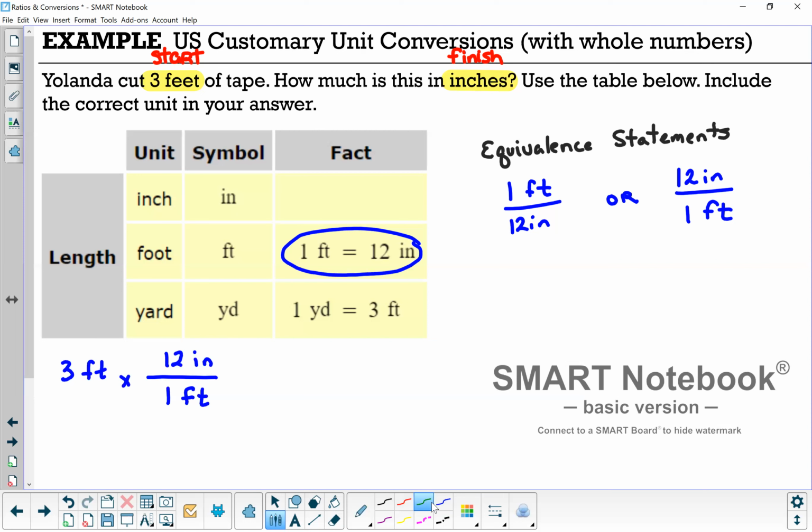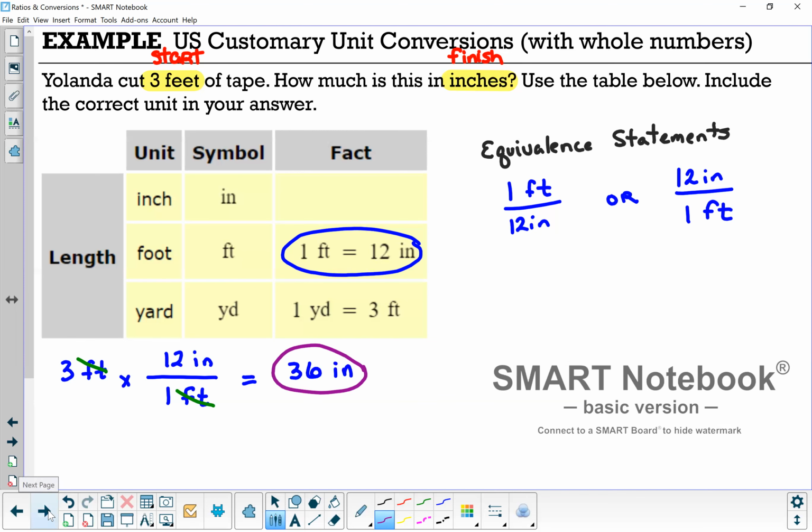And we can see here the reason why it's set up that way is because feet divided by feet is going to be eliminated. And now we can continue on. Numerator times numerator, 3 times 12 is 36. And we have the inches there. We don't need to put over 1, right? 36 over 1 is just 36. So we have 36 inches. Hence, 3 feet of tape is 36 inches.